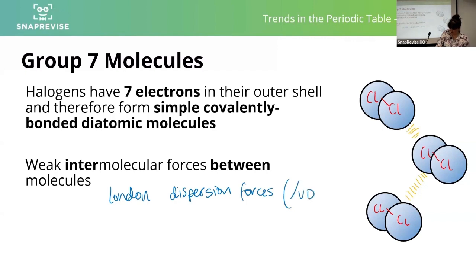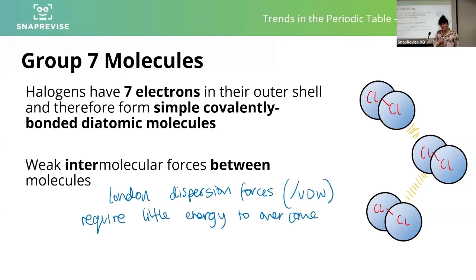Again, you might see them as van der Waals, so I'll put it in there, but we shouldn't really be using that term. And they are weak, so they require only a little energy to overcome. This explains what property of halogens or group 7 molecules? What property would this explain? It explains our relatively low, and relatively, because it's comparative, relatively low melting and boiling points.